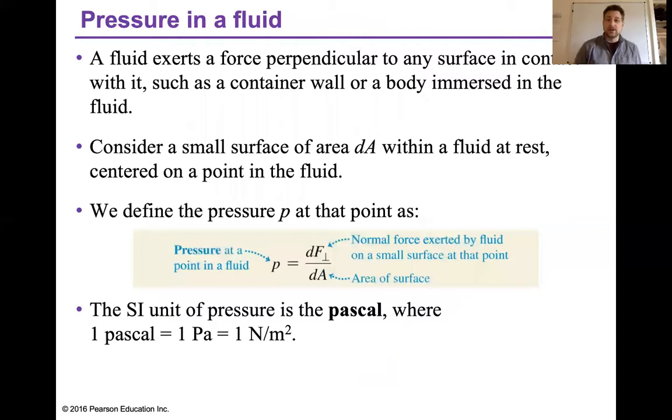The unit of pressure is the pascal. And we'll talk about why that's the unit of pressure in a minute. The units are, I mean, 1 pascal turns out equal to, well, it's a force divided by an area, so it's a Newton per square meter. Okay.